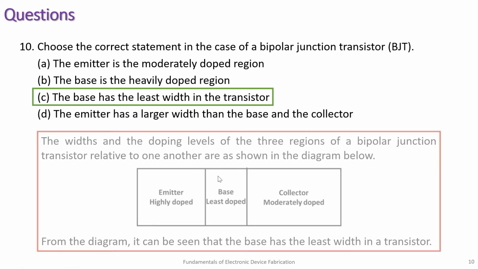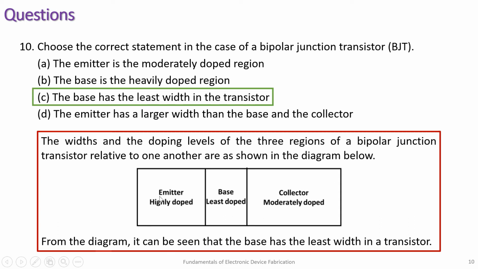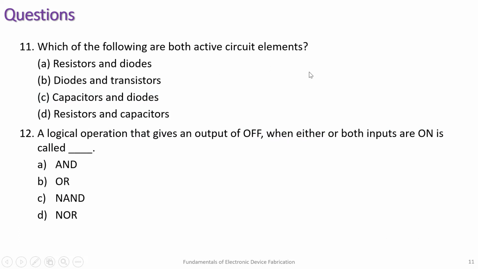The answer is correct. If you remember the structure of a BJT, we will have an emitter, base and the collector. Emitter will be highly doped and it will have a moderate width, and the base will be the least doped and it will have the least width, and the collector on the other hand will be the longest but it will be moderately doped. So this is the schematic for a bipolar junction transistor, and based on this we can say that the base has the least width in the transistor. I hope it's clear for all of you. It's a fairly direct question. Okay, so we'll move on to the next question then.